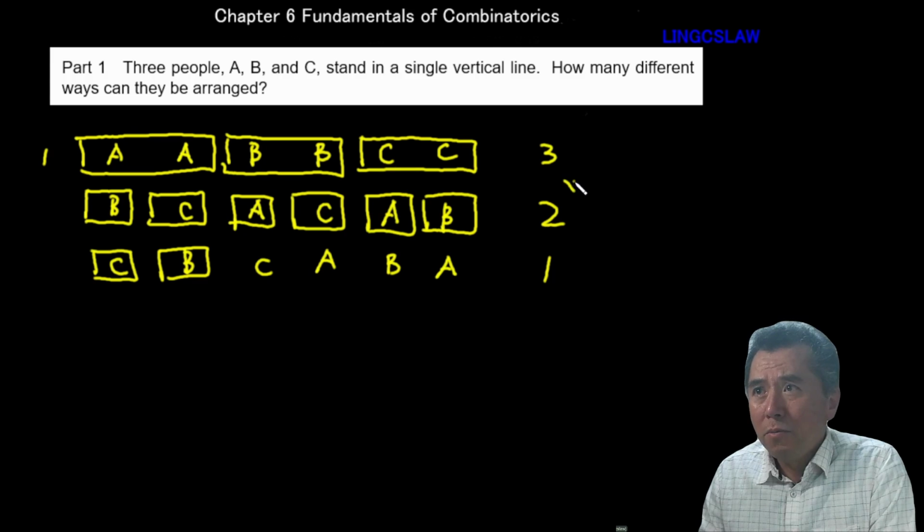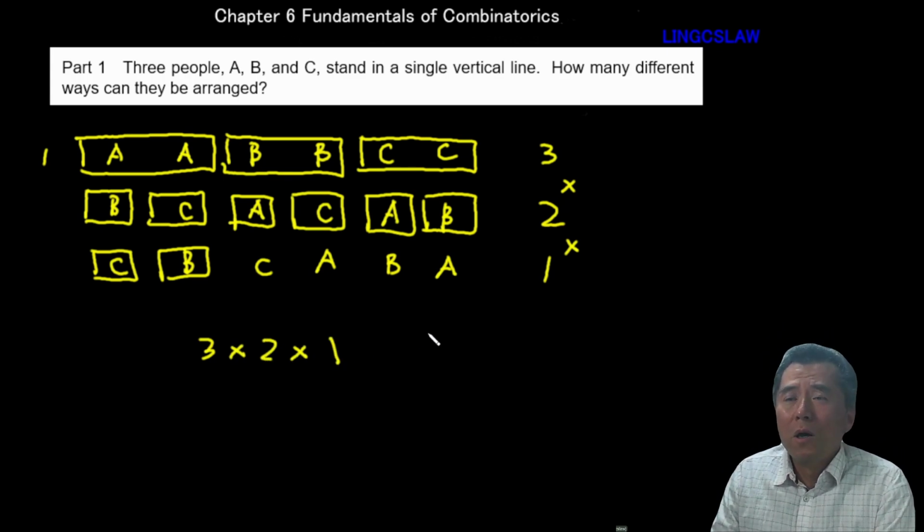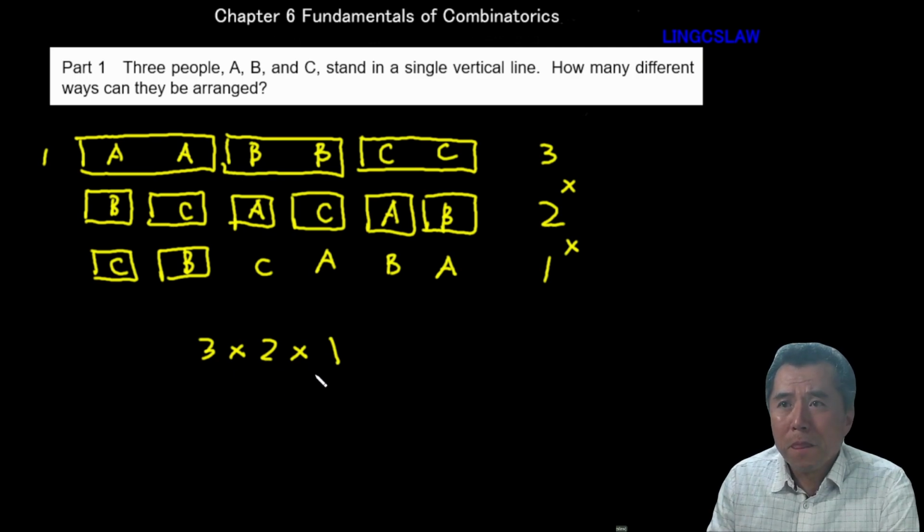So if you multiply these numbers, let me write it down here again. 3 times 2 times 1. You will get the number 6. And this is the answer.